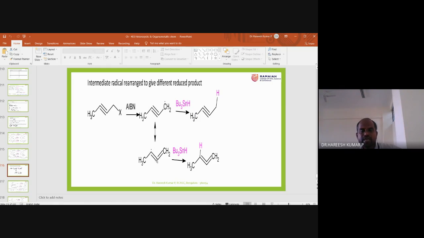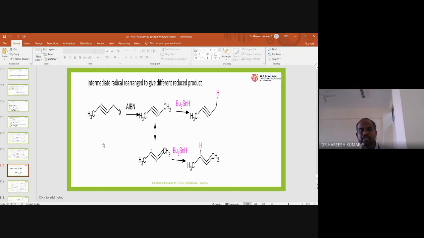So this radical, when it is treated with tributyl tin hydride, there will be a new bond formation between this radical and the hydrogen radical. That is how the allene compounds form. The name of this compound is called allene. Allene means double bond, double bond, adjacent double bonds, okay. It is called allene compounds.